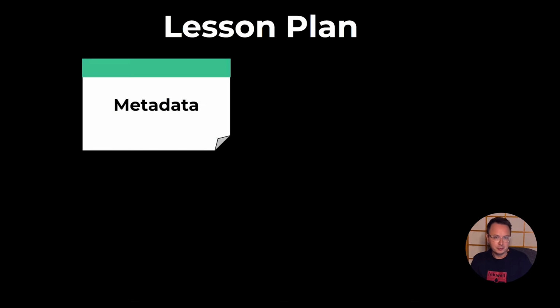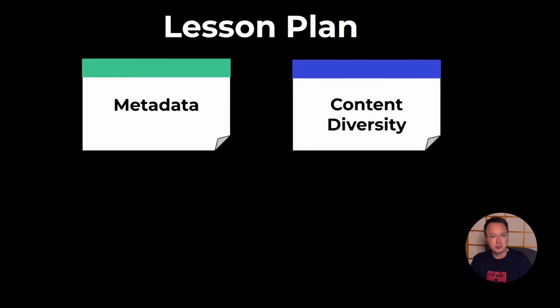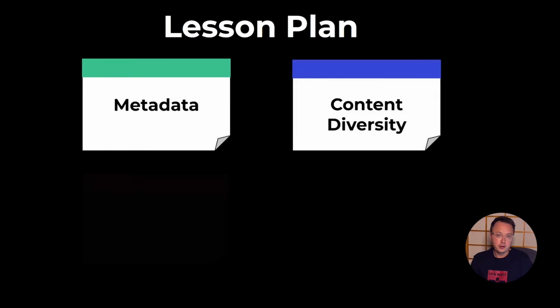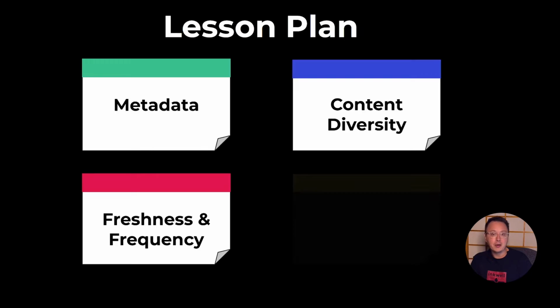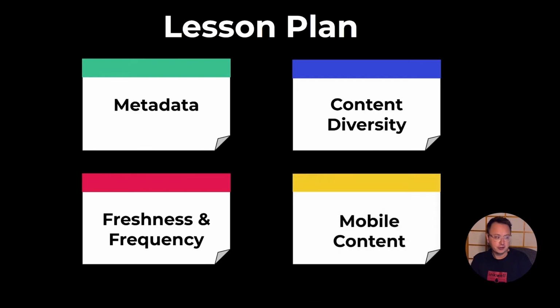We're going to cover 4 important final SEO factors. First, we're going to talk about metadata, including meta descriptions. Then we're going to talk about content diversity and why it's so important. We'll discuss content freshness and the frequency of how often you should be posting content. And finally, we'll discuss how mobile content fits into the big picture.